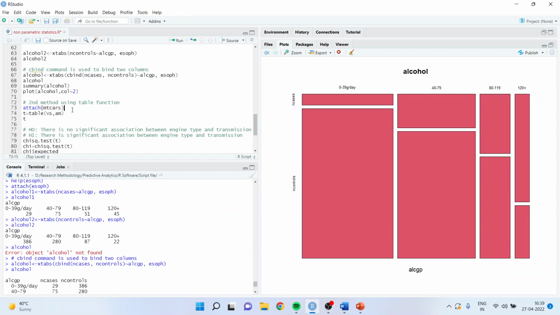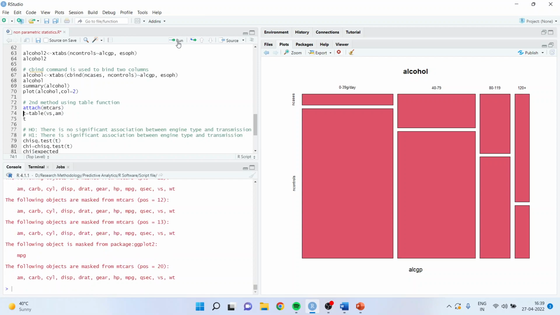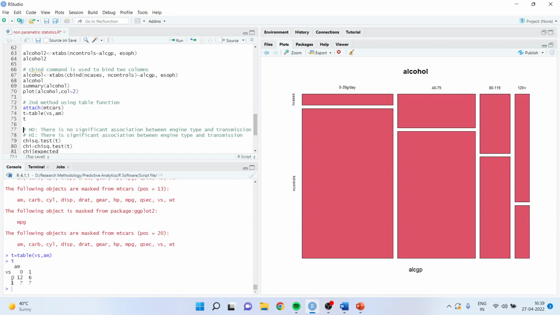Now we want to carry out the chi-square with another data frame, and for that I'll be using the mtcars data set. Run. I want to generate the result between vertical and straight engine and automatic and manual car. So I'll say t is equal to table vs am t. So there are 12 cars which are 0, that is, 0 in the sense 0 is automatic, and vs.